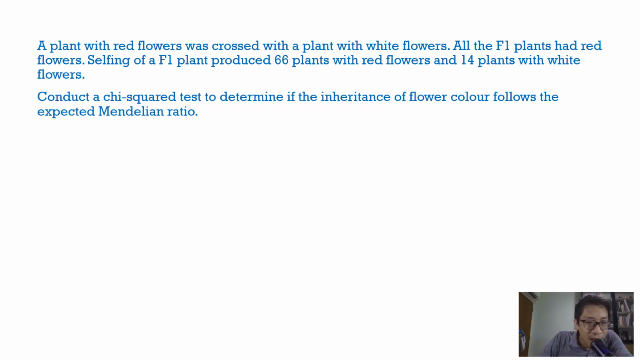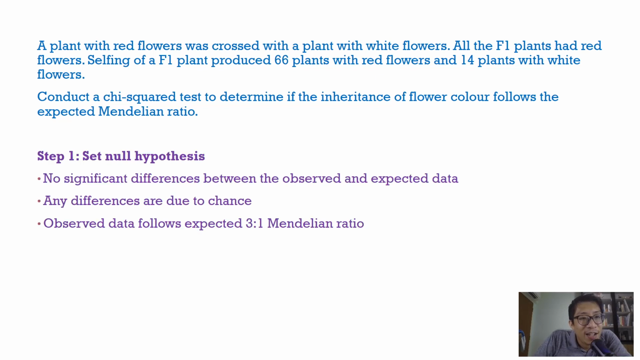So with that, let's set the null hypothesis that there is no significant difference between the observed and expected data, and that the observed data follows the 3:1 ratio that we expect. Any small differences are due to chance. So this is the null hypothesis.